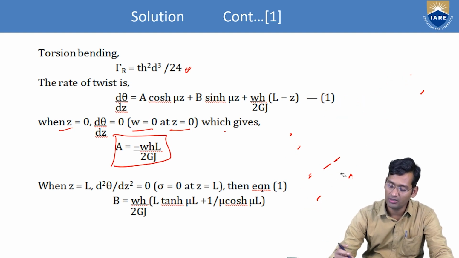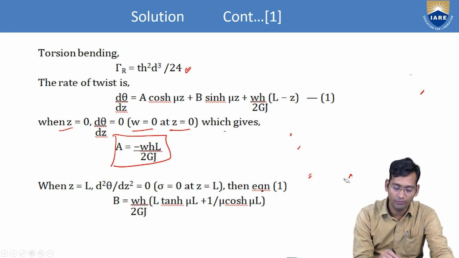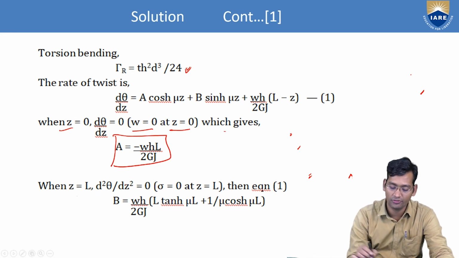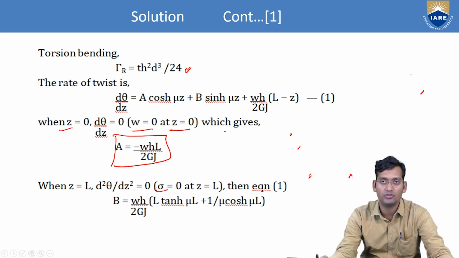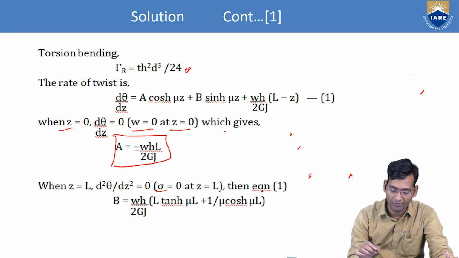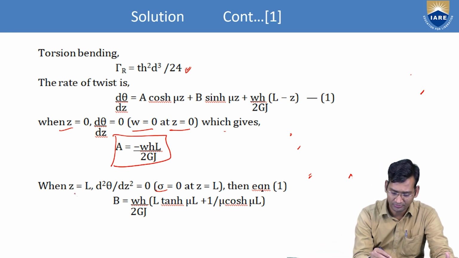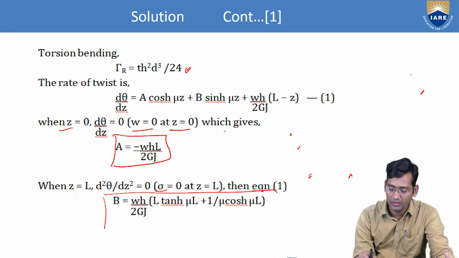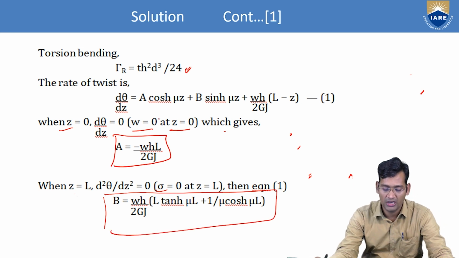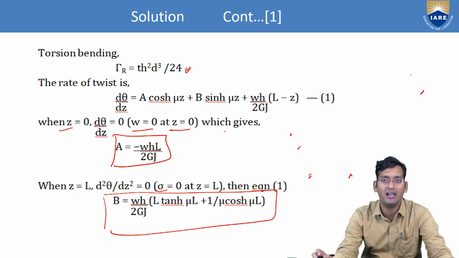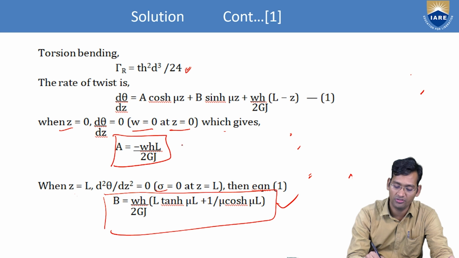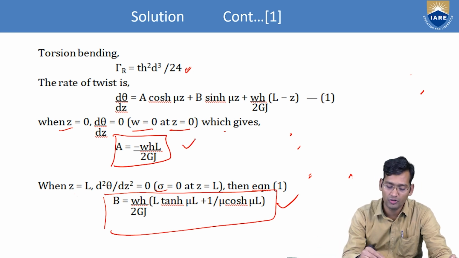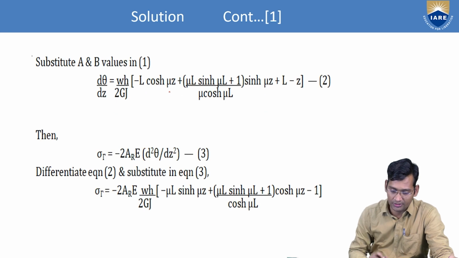Now we apply the second boundary condition to find B. When Z equals L, d theta by dz square equals 0 and sigma equals 0 at Z equals L. Substituting in equation 1 again, we get B equals WH by 2GJ into (L tan H mu L plus 1 by mu cos H mu L). So this is the value of B and this is the value of A. Now we substitute here, then we will get the value of d theta by dz.